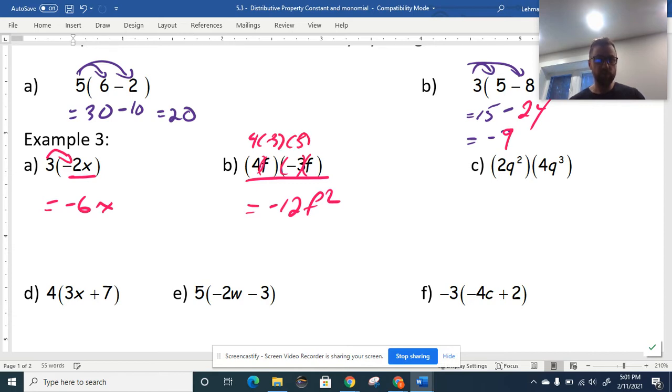F times F. Not sure why I want to make the F's 5s. Anyways, so this is not new.